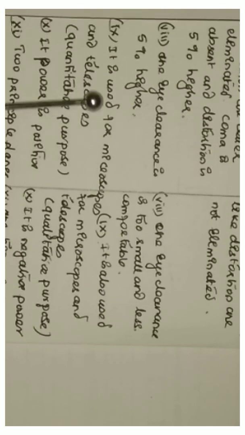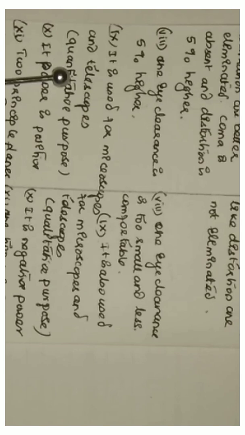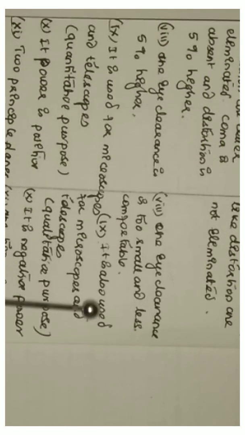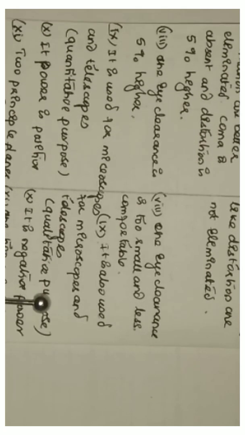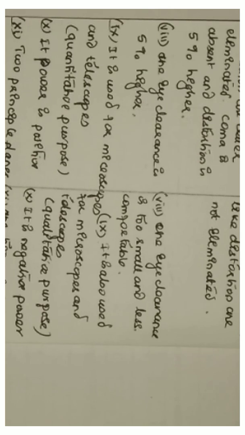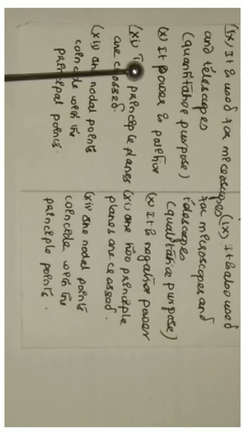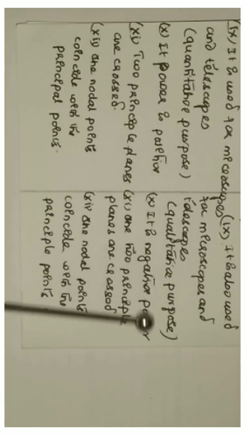Ramsden's eyepiece is used for microscopes and telescopes for quantitative purposes. And Huygens eyepiece is used for microscopes and telescopes for qualitative purposes. And the Ramsden's eyepiece has a positive power and the Huygens eyepiece has a negative power.